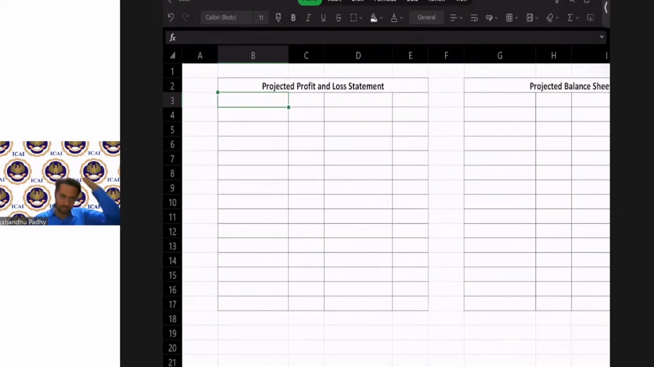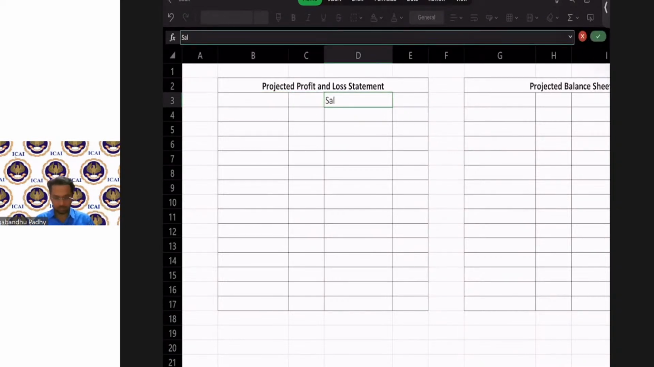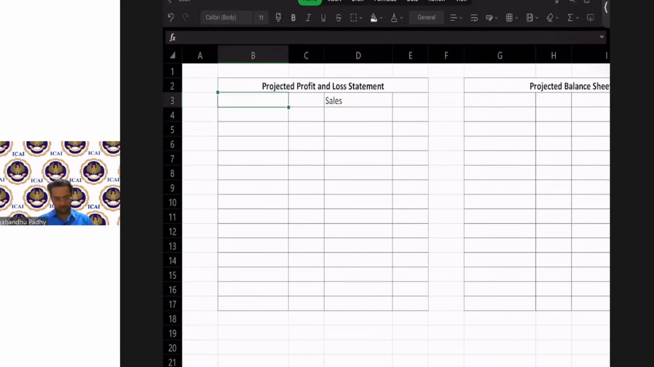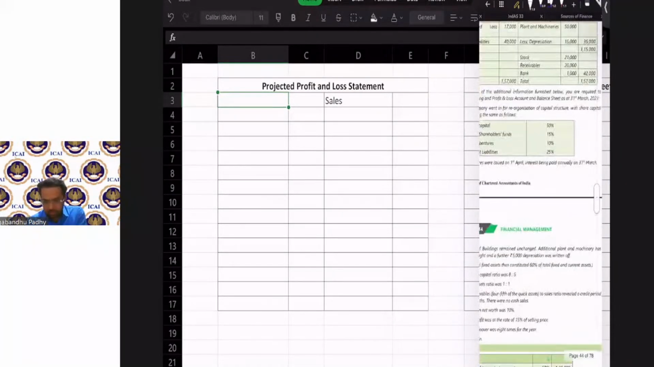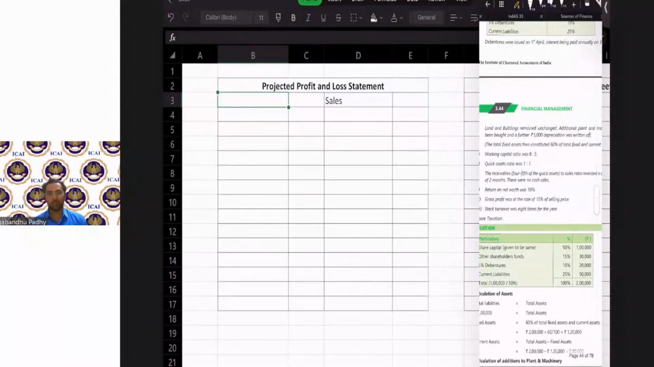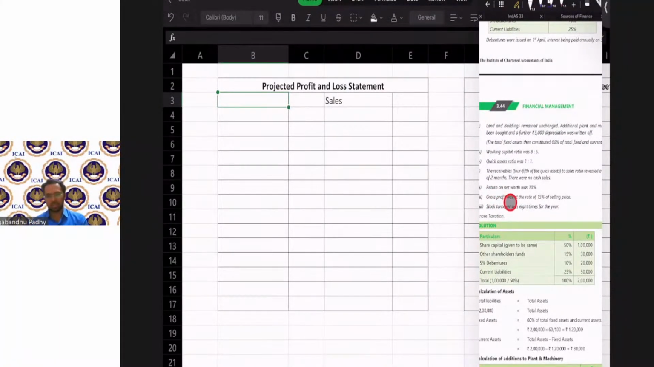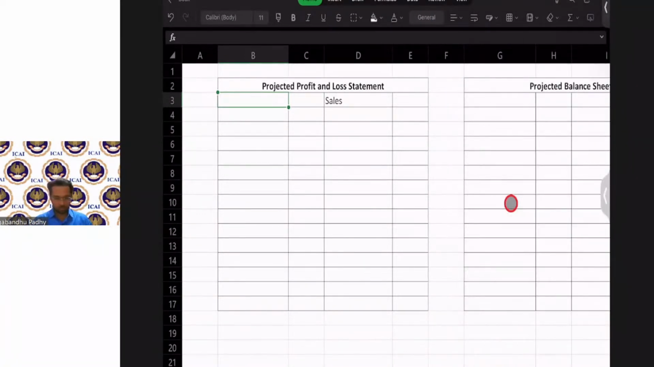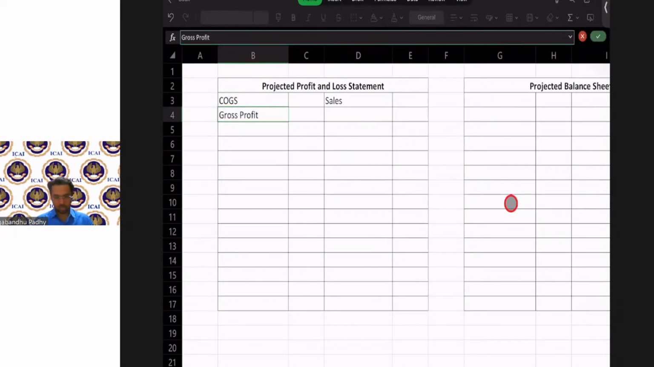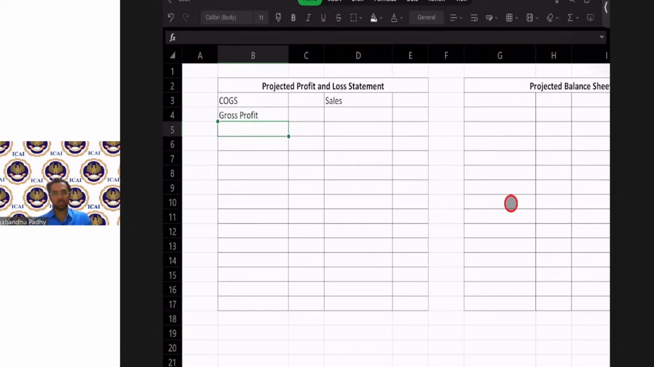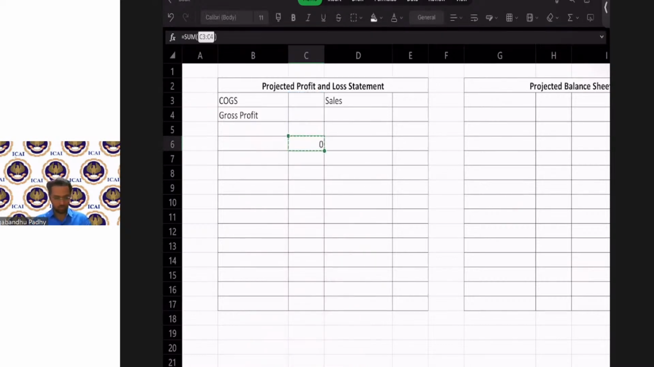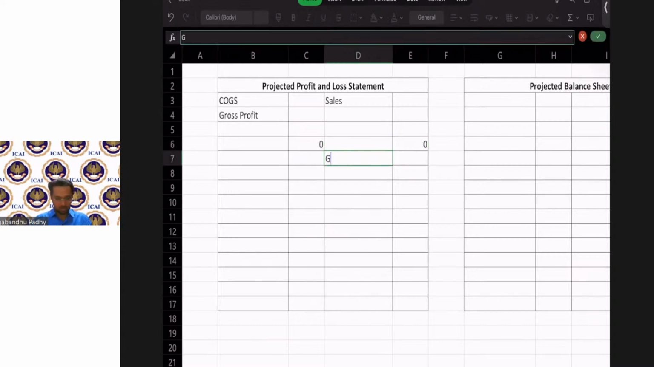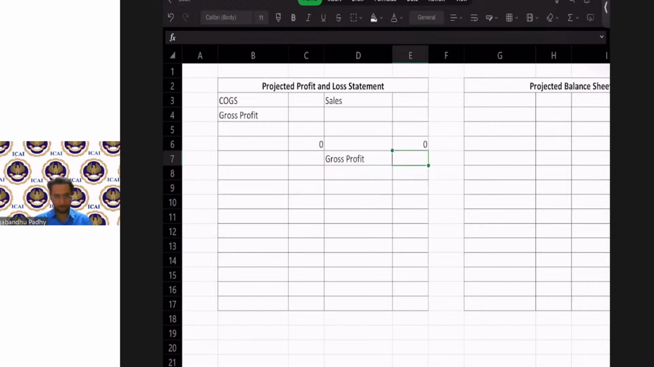Now, projected profit and loss will have the sales, and depending on what we have in the question, the question is telling us only about the gross profit. It's not stating anything about any other purchases or anything as such. We can say this should be simply for COGS. That should give us the gross profit: sales, COGS, the gross profit. Probably we should take a total of these two, and then our gross profit should come up over here, right?